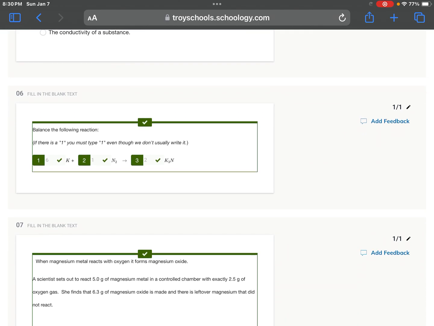Number 6 is balancing. So you would have a 6 for your coefficient in front of the potassium, a 1 or just nothing there for the nitrogen, and then a 2 for the potassium nitride.